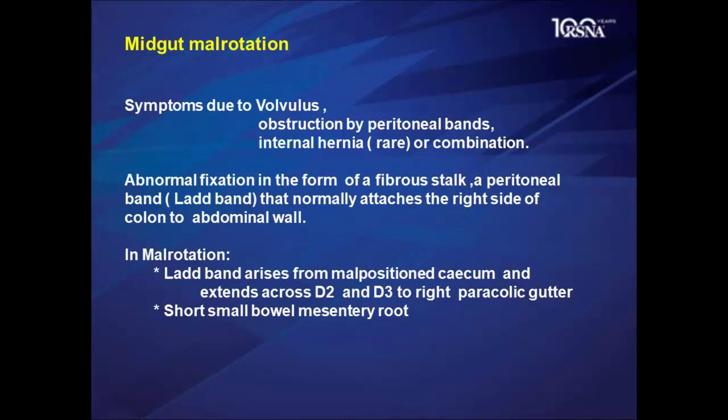So the fixation of the midgut, we know there is a stalk. It's fibrous, it's a peritoneal band, the so-called Ladd band, which normally attaches the right colon to the abdominal wall. What happens in malrotation is that the band is linked to a malpositioned cecum, and then it goes across the D2 and D3 portion of the duodenum to the right paracolic gutter, and the root of the mesentery is short. The shorter that mesenteric root, the more severe the problem.